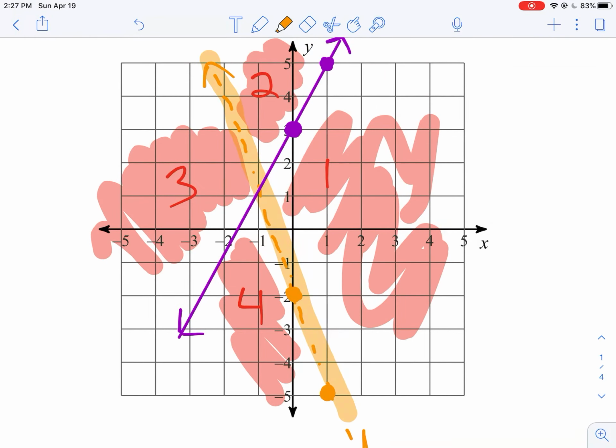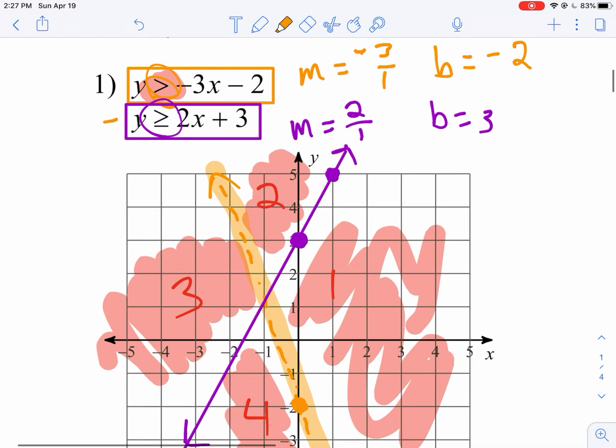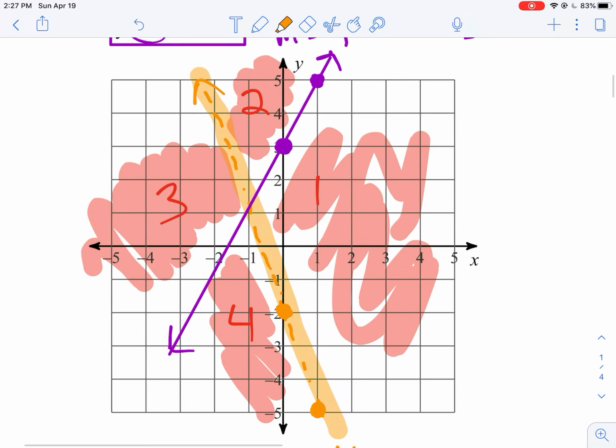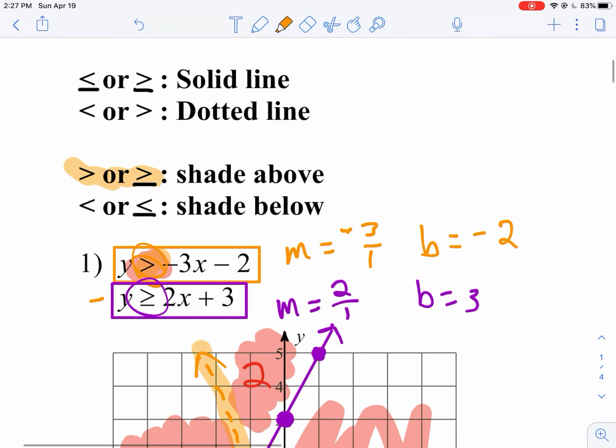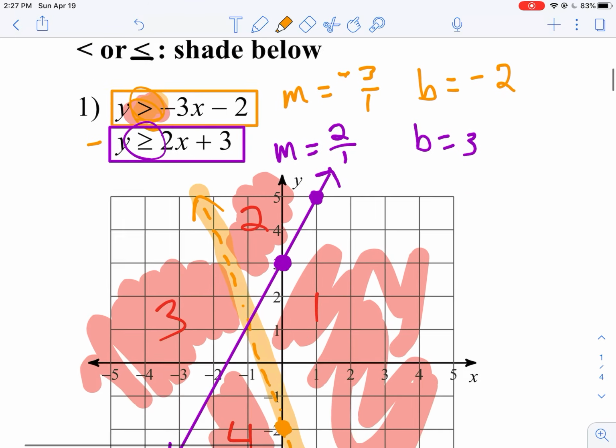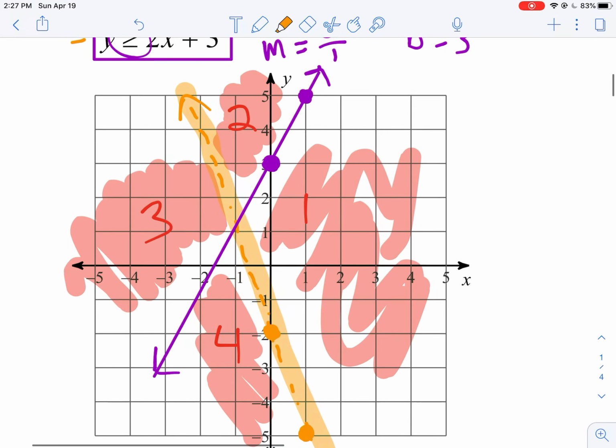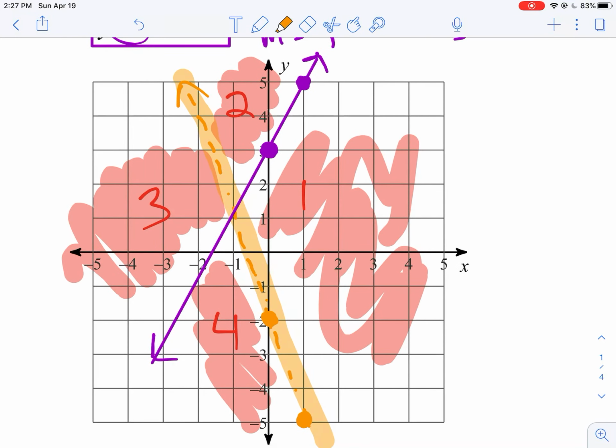This line right here. Since it's greater than for the orange, which areas would be above the orange line, right? Because greater than means shade above. So for the orange line, there's only 2 areas that are above it, areas 1 and 2. So I'm going to go ahead and erase areas 3 and 4. They cannot be a part of my answer.